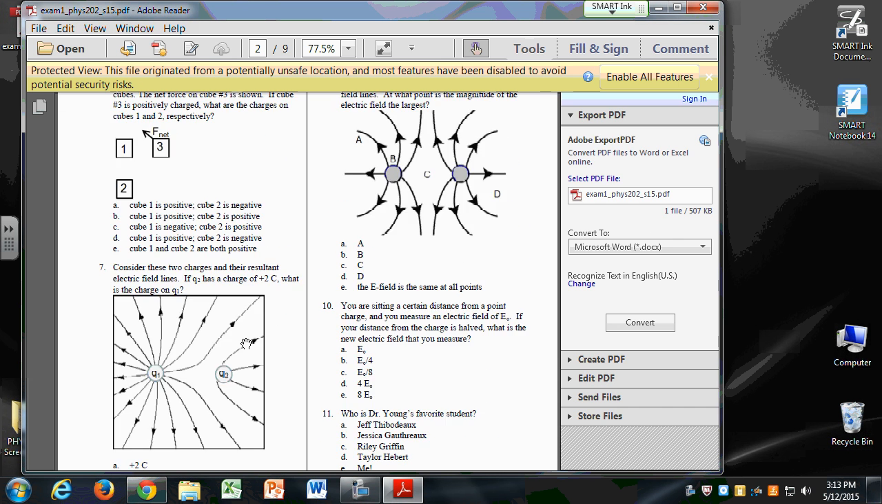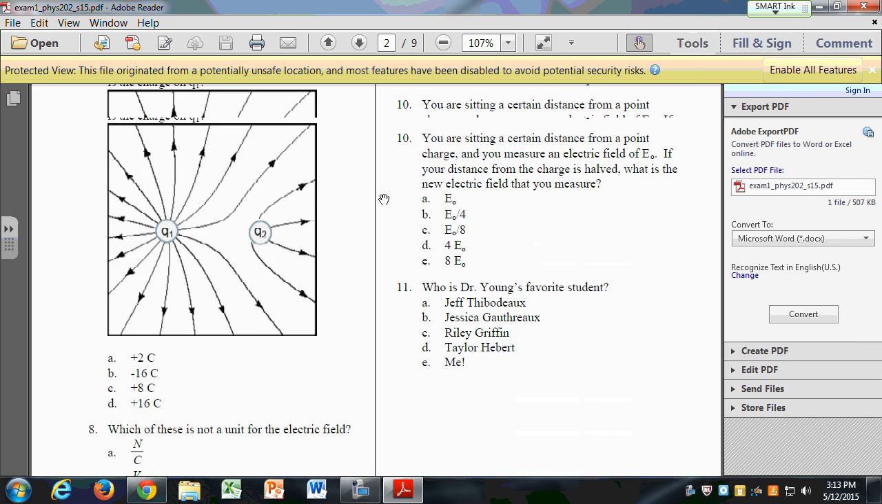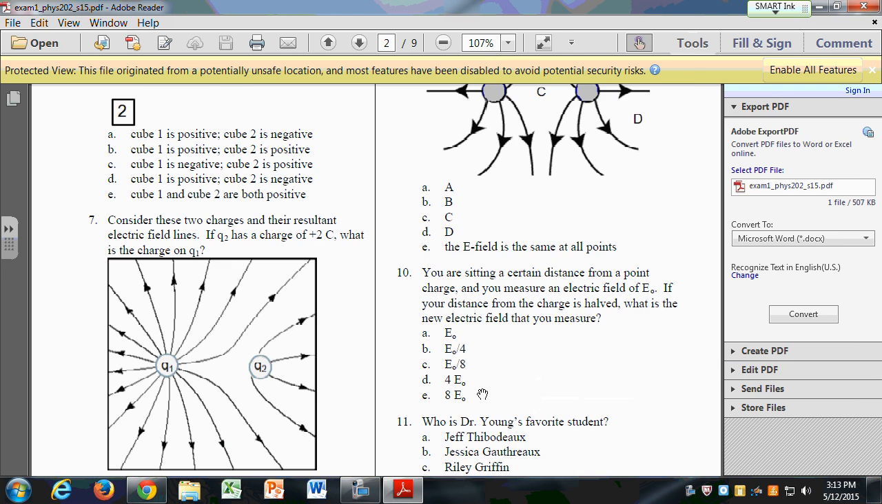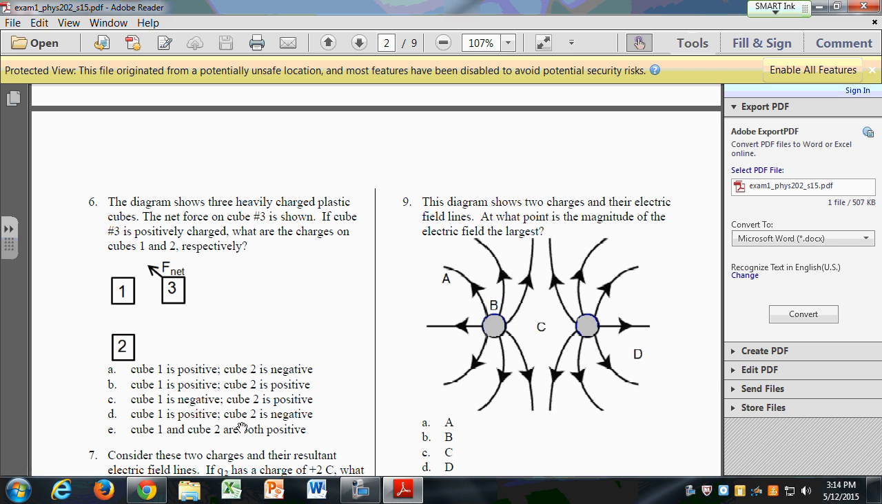Okay. Anything in particular in this exam? Probably have some E-fields, these type questions where you change one variable and ask what happens to the other variables. Some types like this where you have positive or negative charges and determining what the signs of those are.